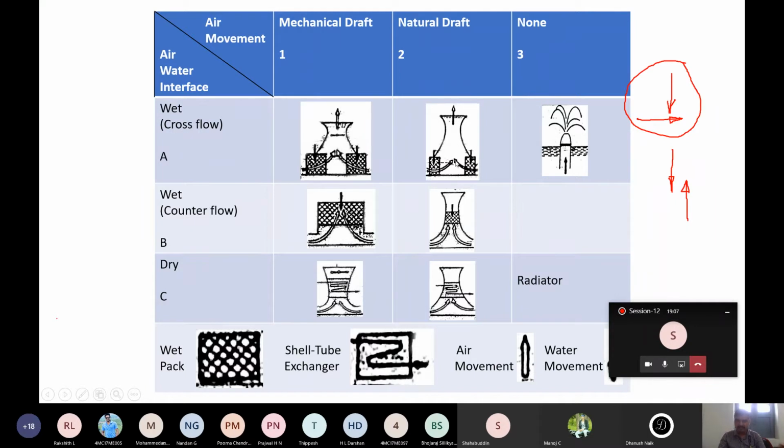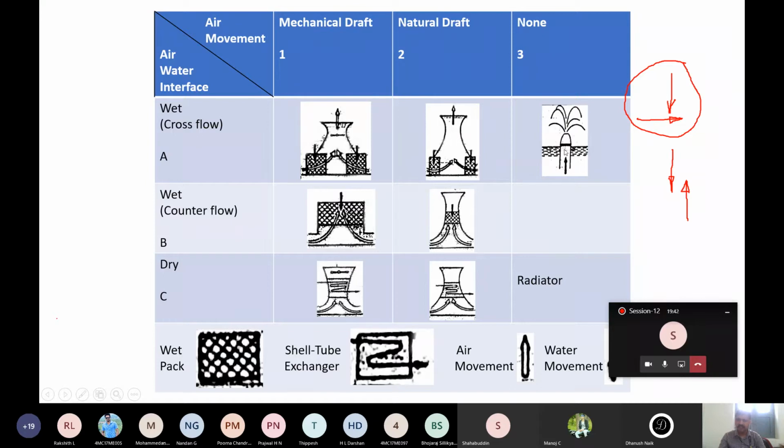Second arrangement is also cross flow. Again, you can see this is the water direction, it is moving down vertically, whereas air is flowing horizontally like this. So that's why it is cross flow. Whereas here you can see this fan, you cannot see it in this cooling tower. That's why it is natural draft. There is pressure difference in the cooling tower naturally. That means without using any fan, you are able to achieve the pressure difference. That is the natural draft.